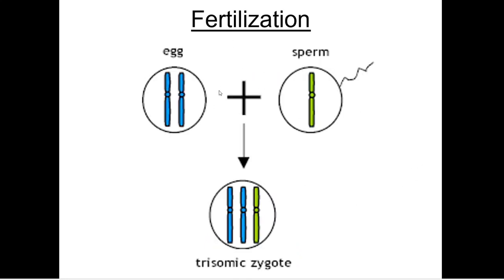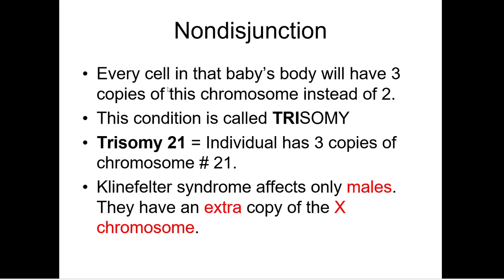And so when something gets fertilized and it has two copies of it, then it comes in and now we have three, okay? And this is what we call a trisomic zygote. So a zygote is another word for baby. And this is what we get when we don't get that separation, when we get that non-disjunction. And so every cell in that baby's body will have three copies of whatever chromosome didn't separate instead of two.